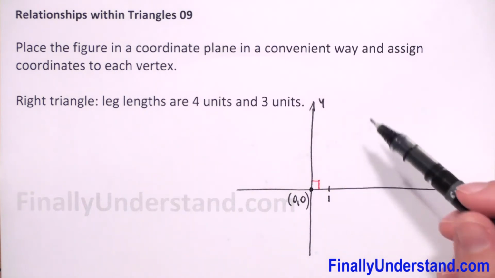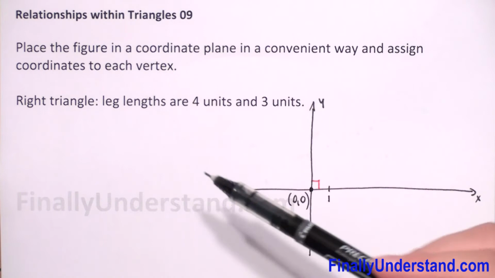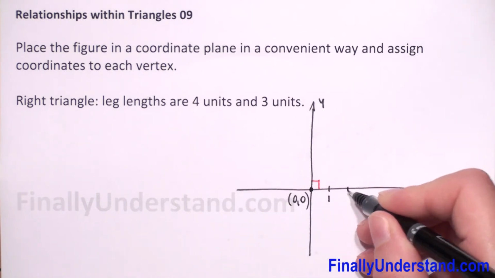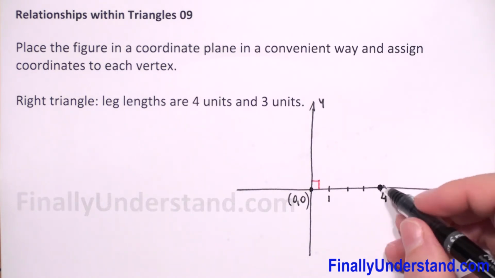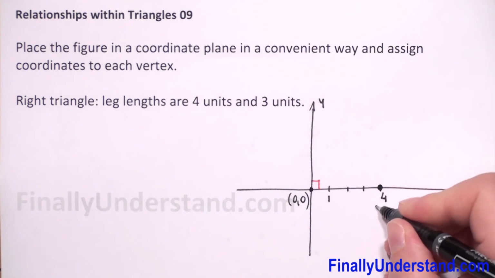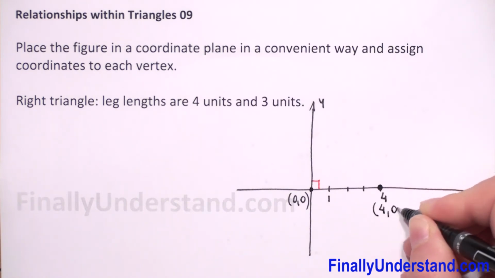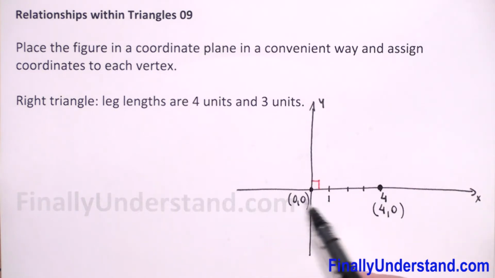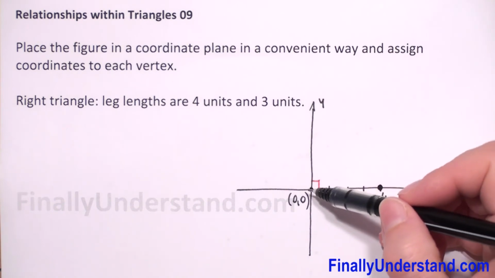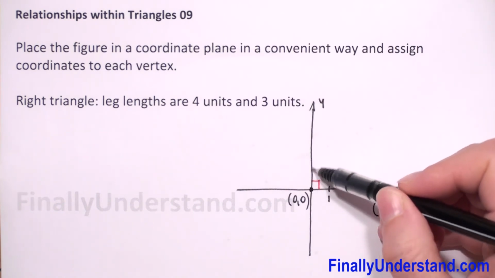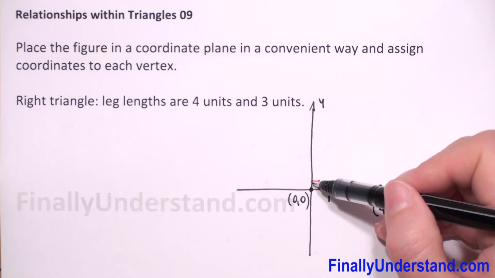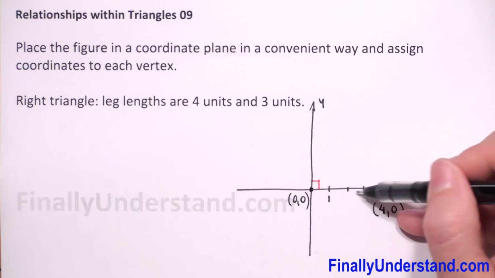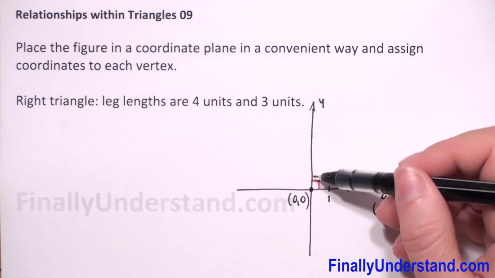y-axis. So one leg has 4 units. So we have 1, 2, 3, 4. We have the second vertex. At this point we have coordinates 4 and y is 0. On the x-axis the second coordinate is always 0. And the second leg we will put on the y-axis. Why? Because we need to have a right triangle and it's easy to find the distance of horizontal or vertical segments.